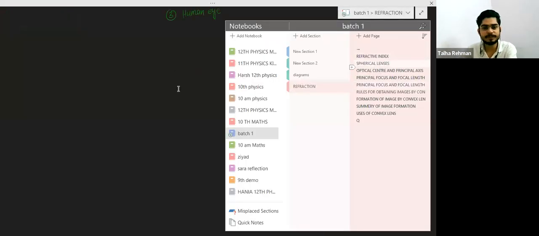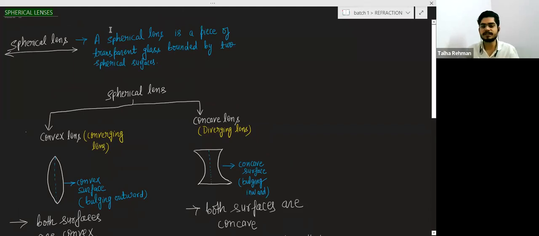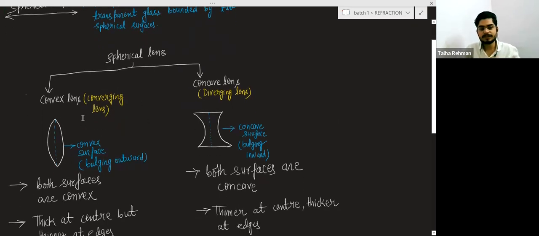This chapter is spherical lenses, which means we are doing refraction. We are studying the refraction of light. In the refraction of light, we have just completed the refractive index, and now I have started spherical lenses. All of you who are new, please focus here, and those who have already done this, I request you also to focus here. This is your revision. Spherical lenses are of two types: convex lens and concave lens. This type of lens is the convex, and this is concave.